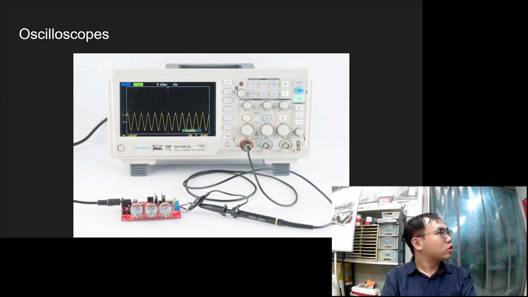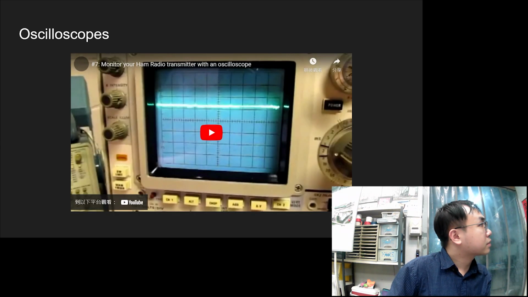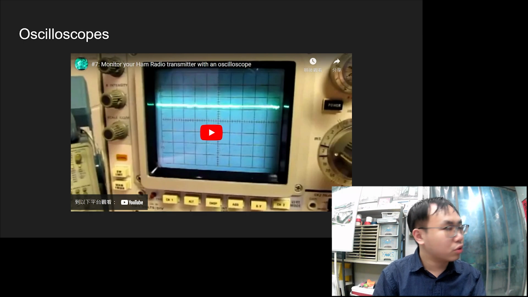For some more expensive oscilloscopes, they will support multiple channel inputs, so you can see multiple waves appear on your oscilloscope. Yes, this is a very old oscilloscope. I will show you how it works.